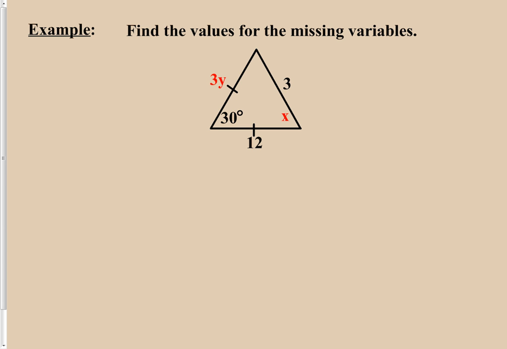This time there are only two missing variables. That does not necessarily mean the problem will be easier or harder. It simply means there's two pieces of missing information. So copy the diagram down and see if you can arrive at answers for X and Y.